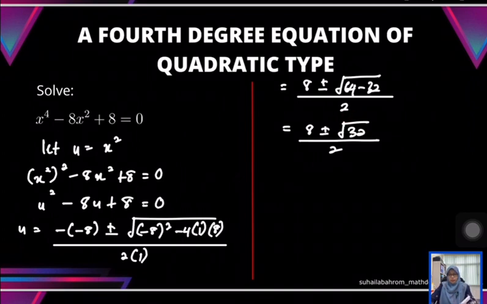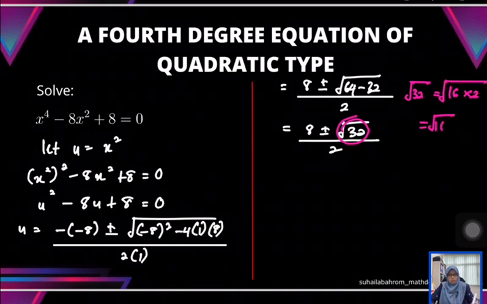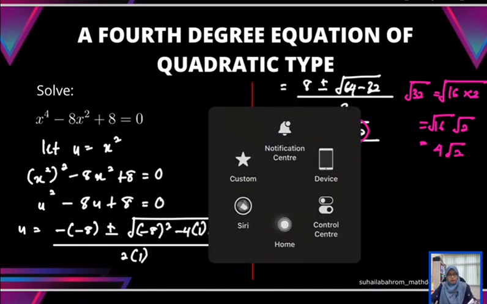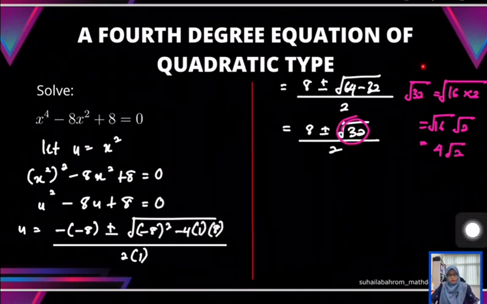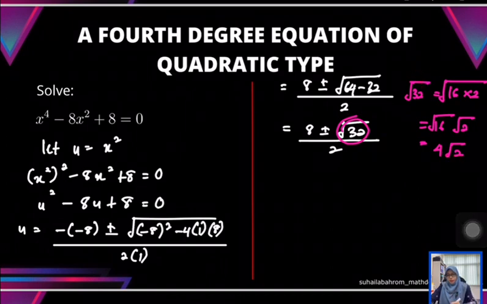The square root of 32 is equivalent to the square root of 16 times 2. When you split the square root of 16 and 2, you will get the square root of 16 and the square root of 2. The square root of 16 is 4, so 4 square root of 2. Therefore, the square root of 32 is equivalent to 4 square root of 2.